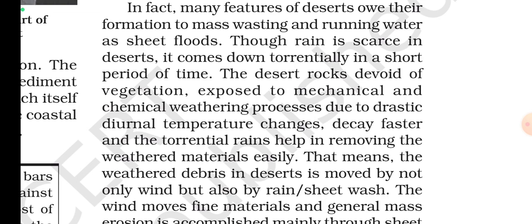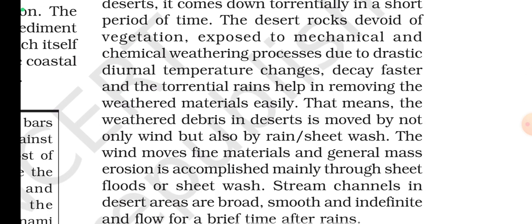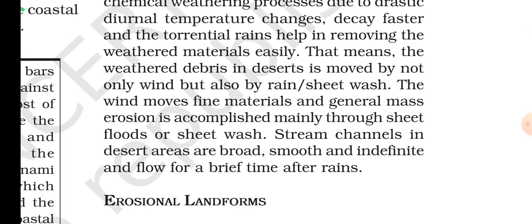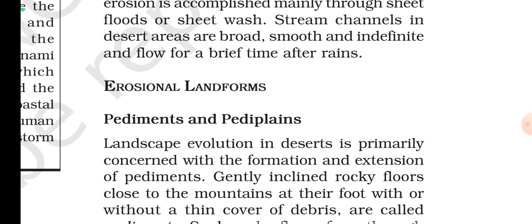The desert rocks, devoid of vegetation and exposed to mechanical and chemical weathering processes due to drastic diurnal temperature changes, decay faster, and the torrential rains help in removing the weathered materials easily. That means the weathered debris in deserts is moved not only by wind but also by rain or sheet wash. The wind moves fine materials, and general mass erosion is accomplished mainly through sheet floods or sheet wash. Stream channels in desert areas are broad, smooth, and indefinite, and flow for a brief time after rains.